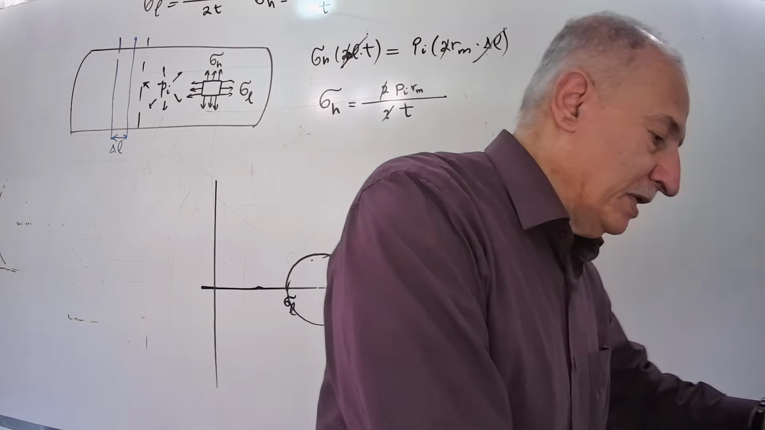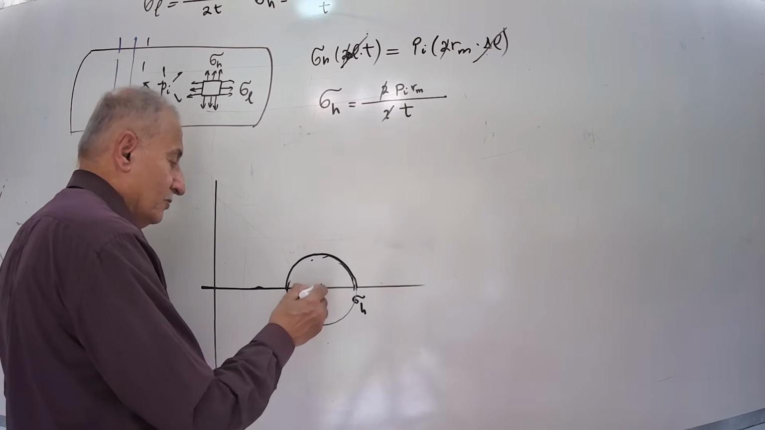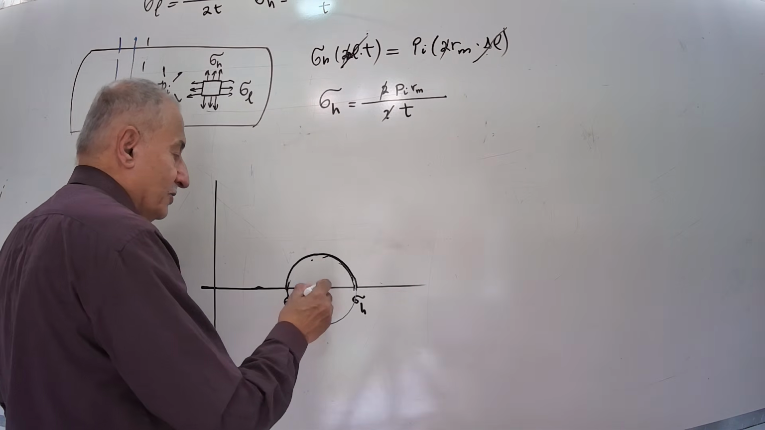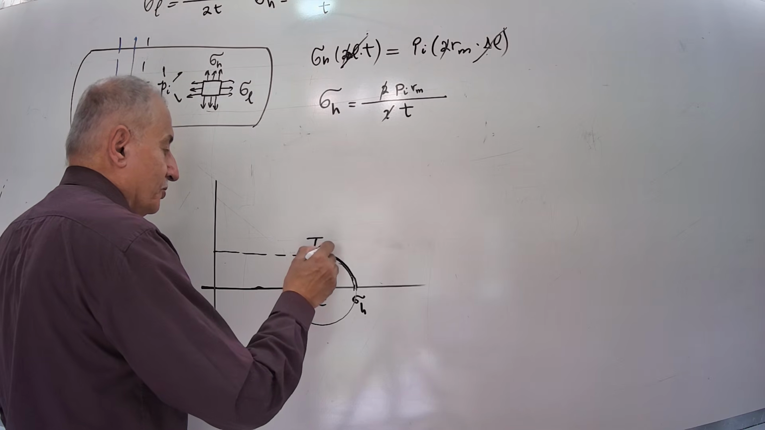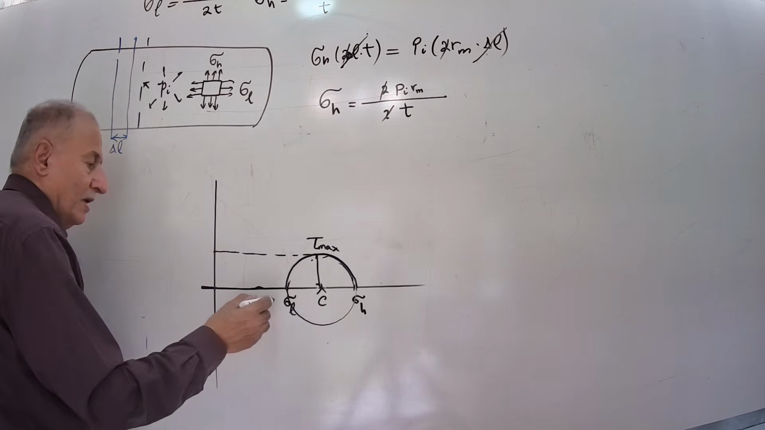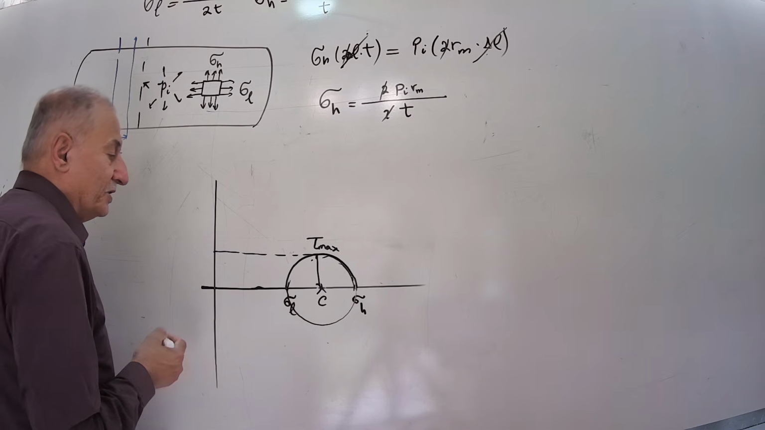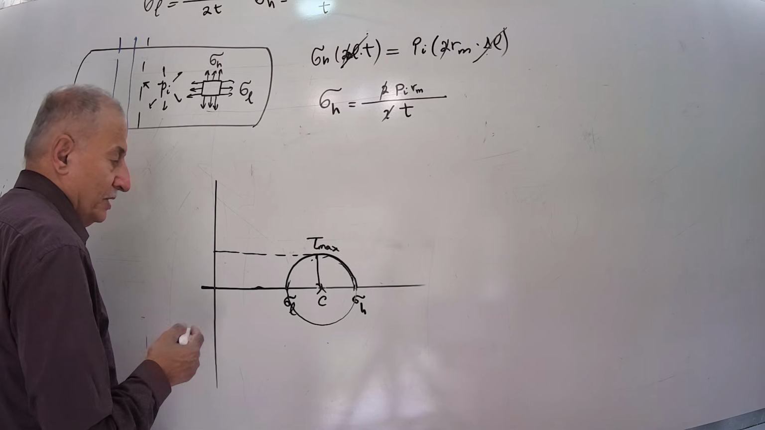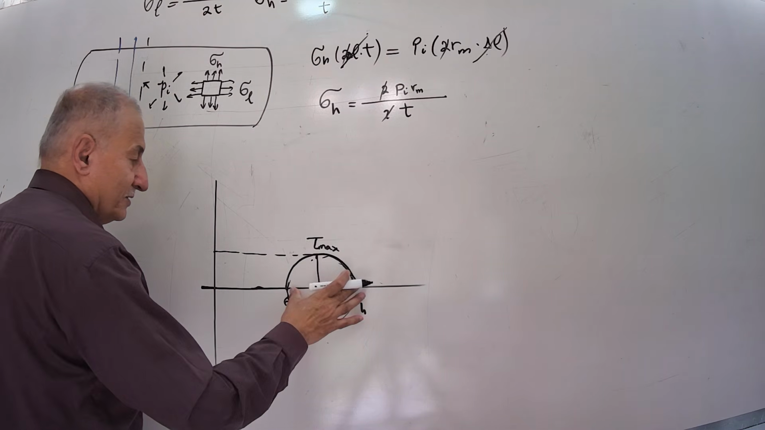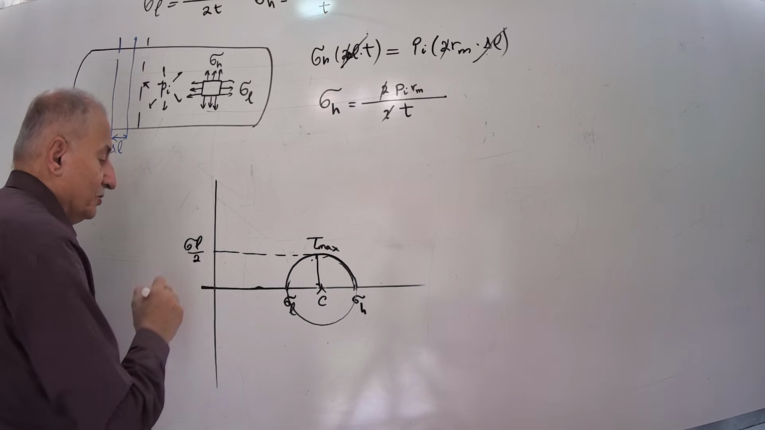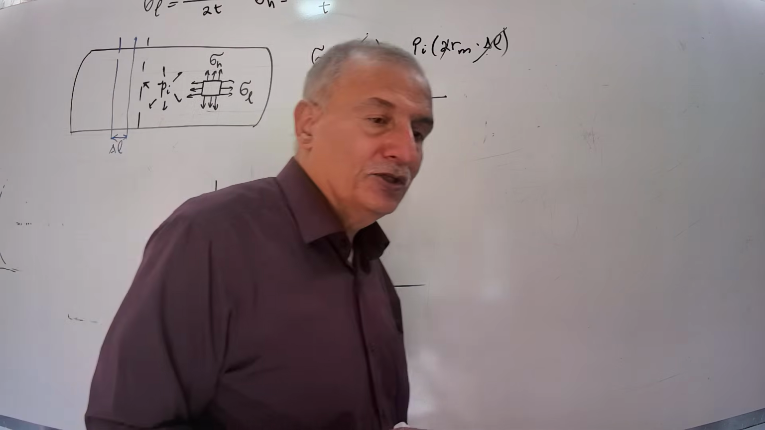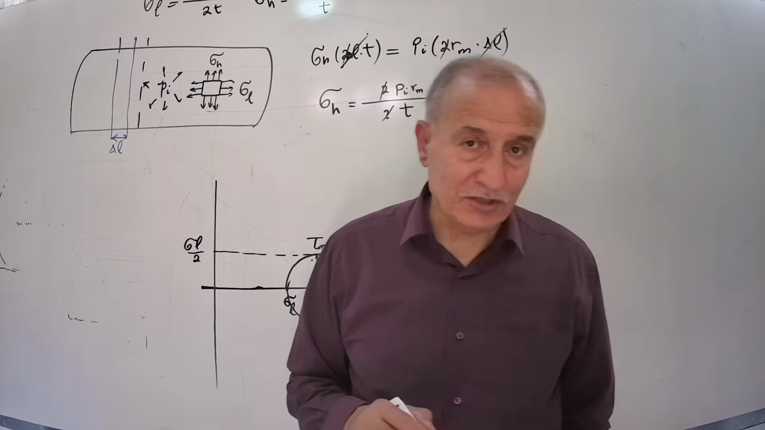And what does it mean? In the Mohr circle, tau max is equal to sigma h minus sigma L divided by 2. This is sigma L, and this is sigma L as well. The tau max is sigma L over 2. That's a shear stress. Is it the real condition?